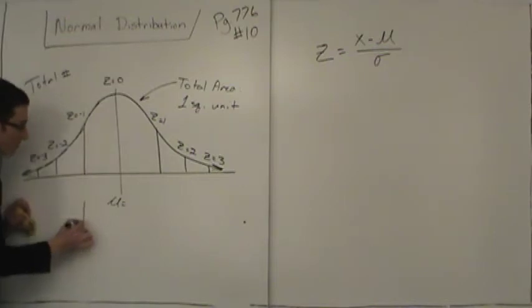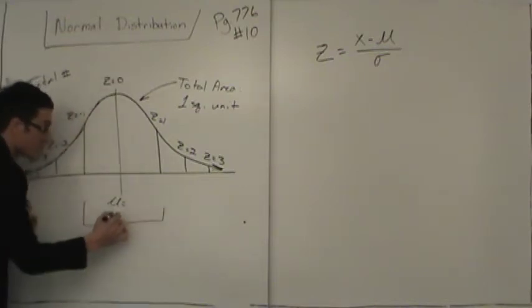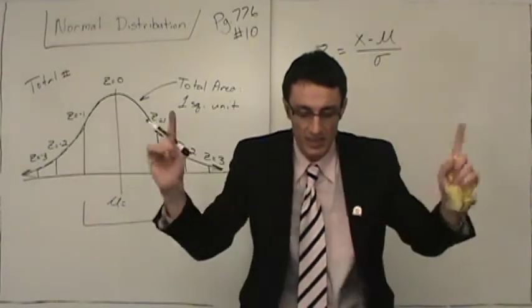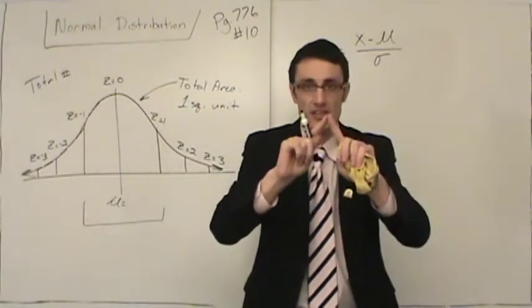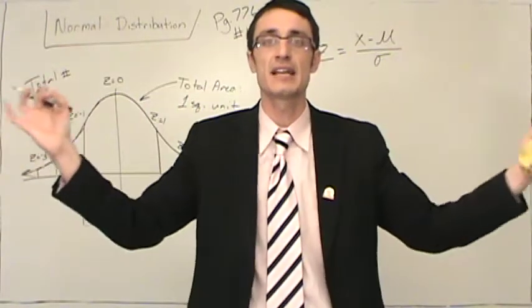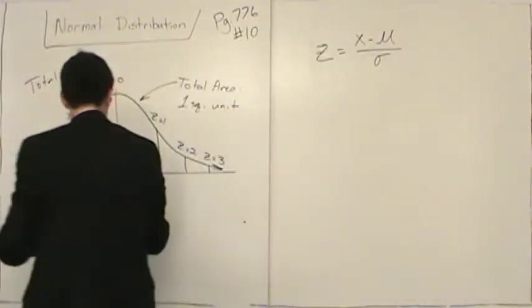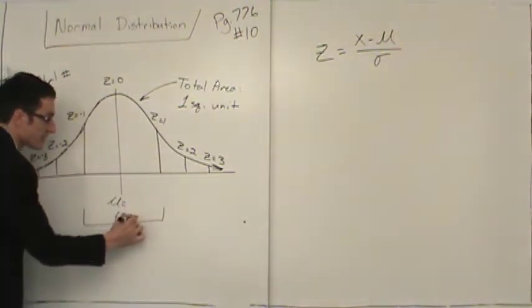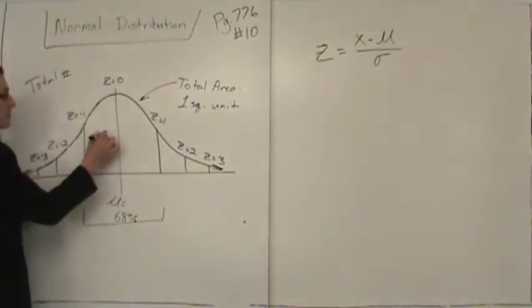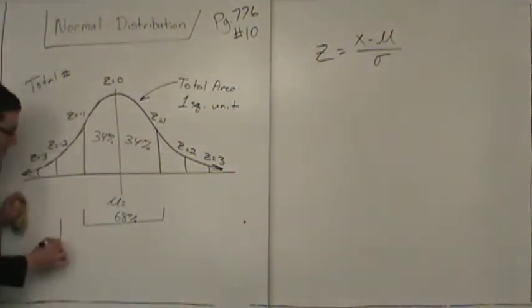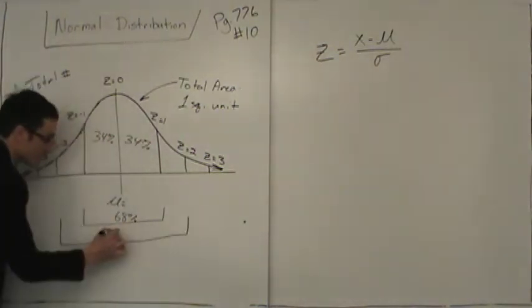Now, within 1 standard deviation of the mean, reminding you, you have to remember these. Within 1 is 68%. Within 2 is 95%. And within 3 is 99.7%. So within 1 standard deviation of the mean is 68%, divided into 2 equal parts is 34% and 34%. Within 2 standard deviations of the mean is 95%.